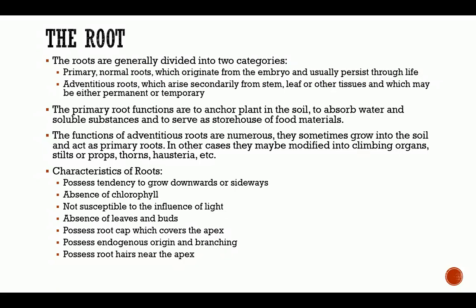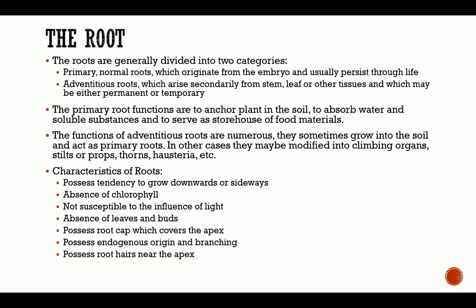Now, basically, the roots are generally divided into two categories. We have the primary root and we have the adventitious roots. The primary roots are those normal roots you are familiar with, those that grow when the seed germinates, and usually persist throughout the life cycle of the plant. While the adventitious roots arise secondarily from the stem, that means later in the life cycle of the plant, they arise and then grow into the soil in some cases. In some cases, they just suspend in the air. They either could be permanent or they could be temporary.